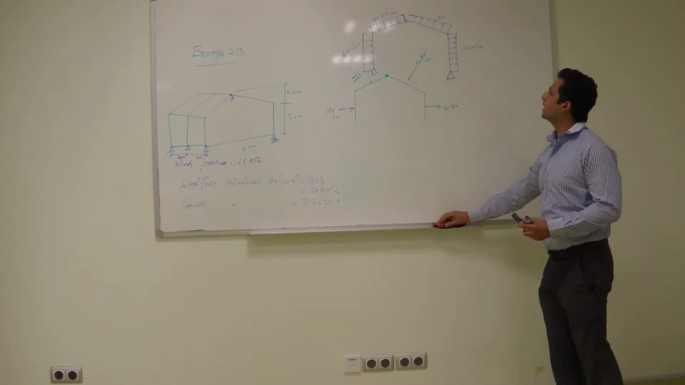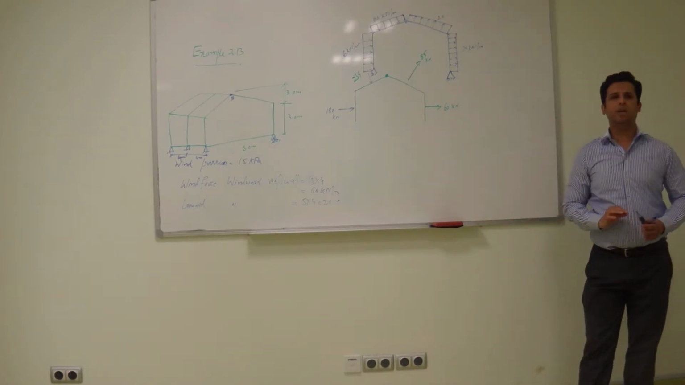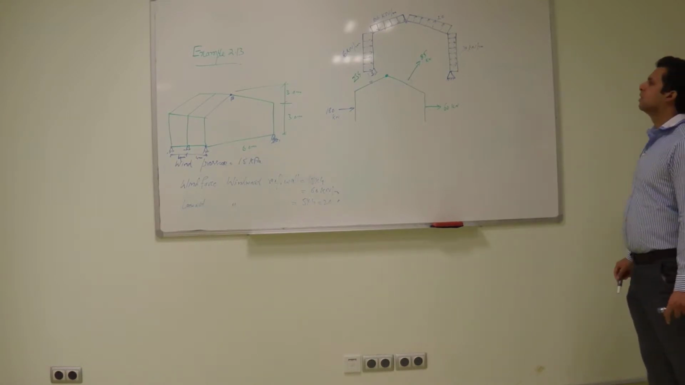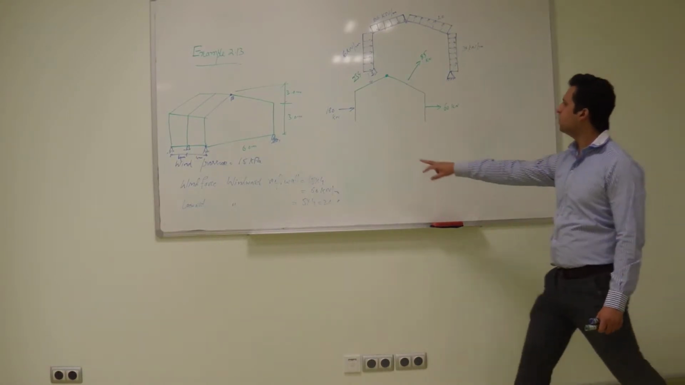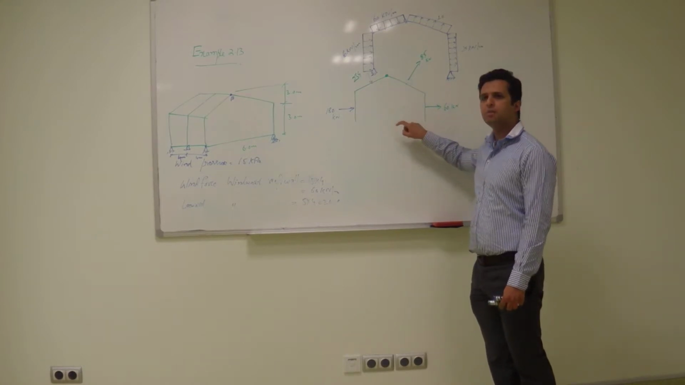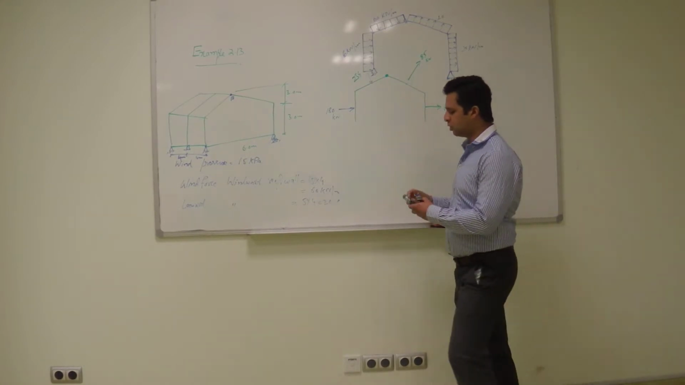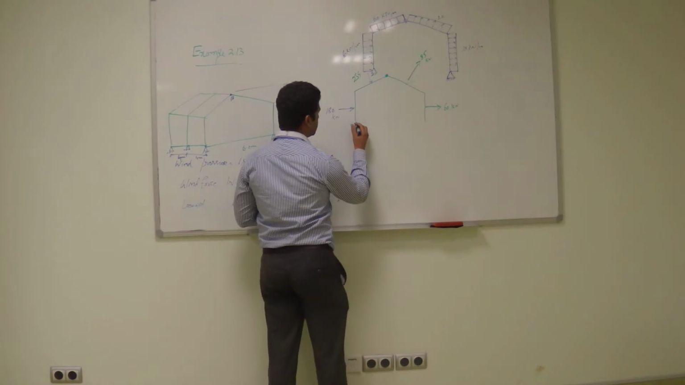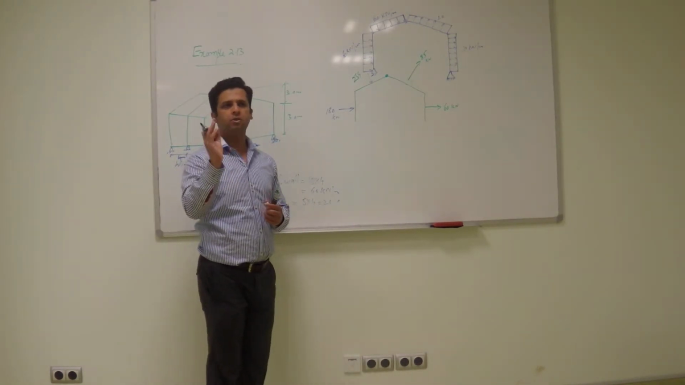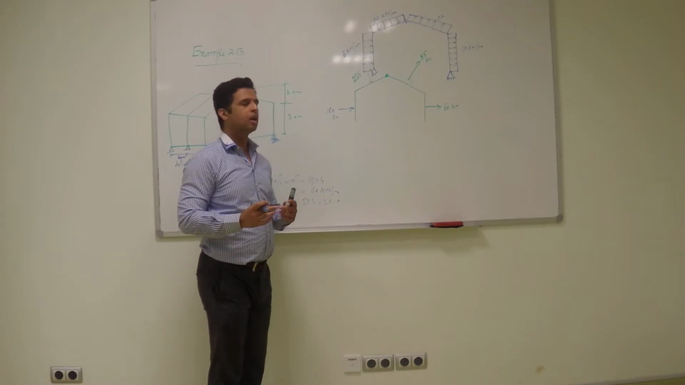So how many reactions do we have? Six. What are the names of those reactions? AX, AY, BX, BY, CX, CY. Yes, two at this point, two here and two here. So let me first show the two reactions here. What direction do you want to assume? You can assume any direction, whatever you like.